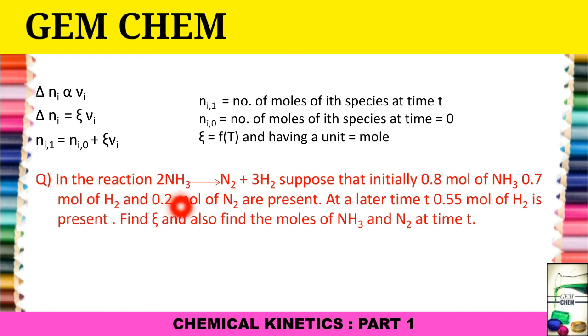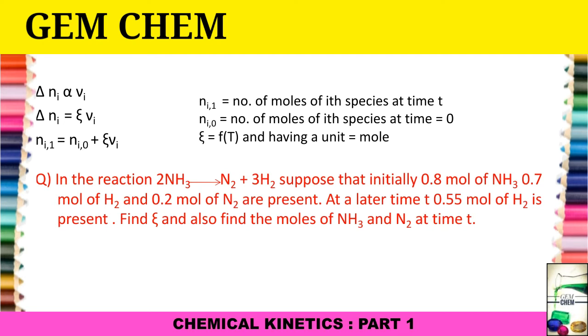So see, in the reaction given here, suppose that initially 0.8 mole of ammonia, 0.7 mole of hydrogen and 0.2 mole of nitrogen is present. At a later time t, the mole of hydrogen present is 0.55. So we have to find out the extent of reaction and also find the moles of ammonia and nitrogen at time t. So let us see.